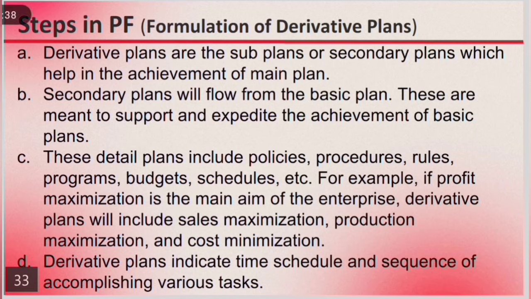For example, if profit maximization is the main aim of the enterprise, derivative plans will include sales maximization, production maximization, and cost minimization. Number D. Derivative plans indicate the time schedule and sequence of accomplishment of various tasks.